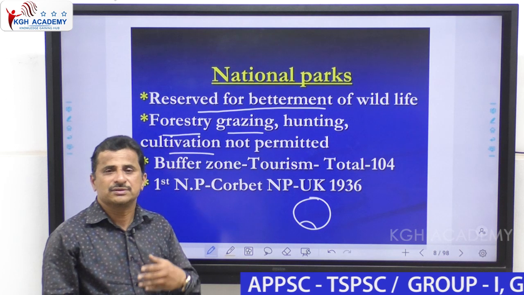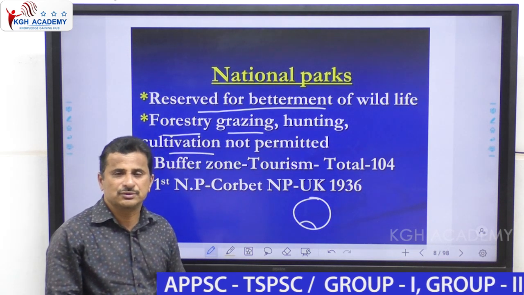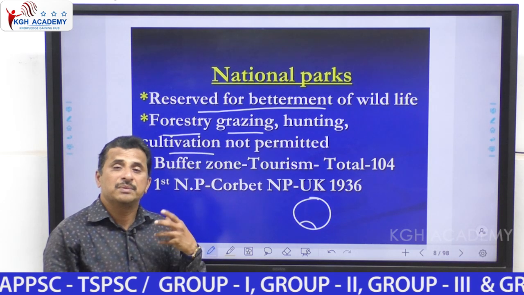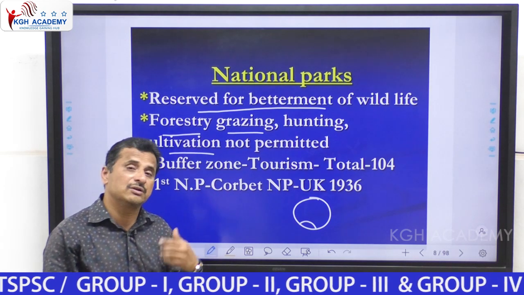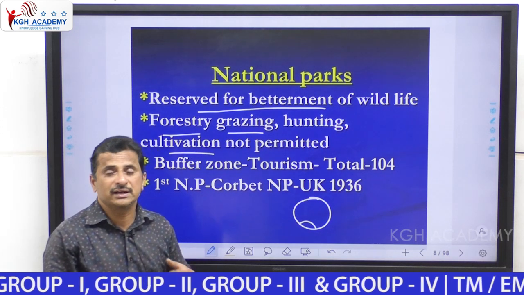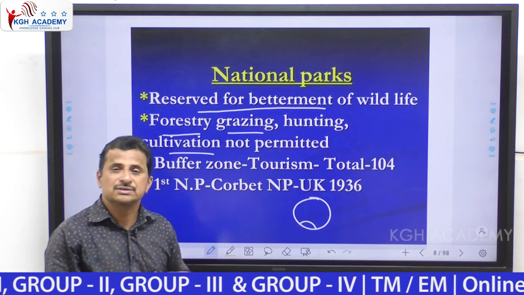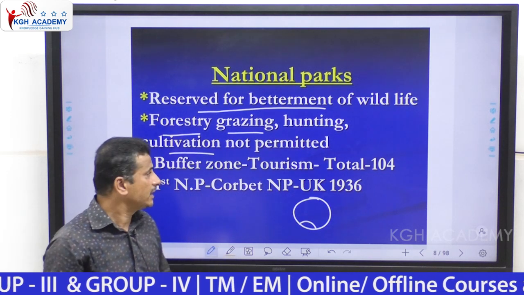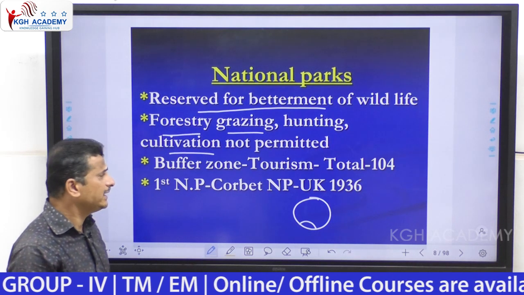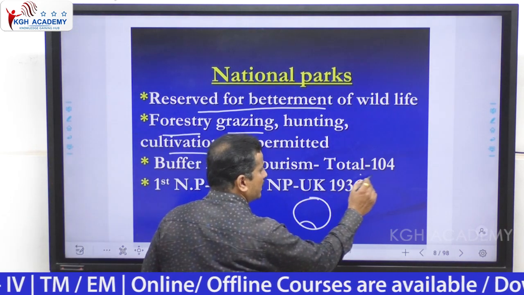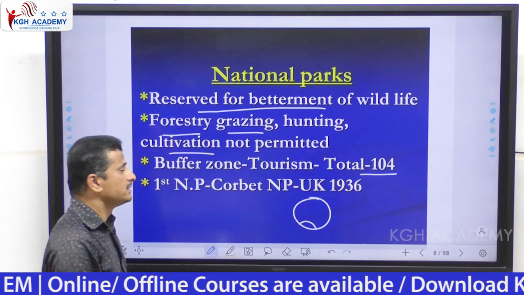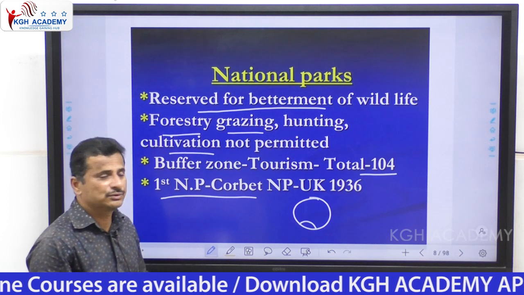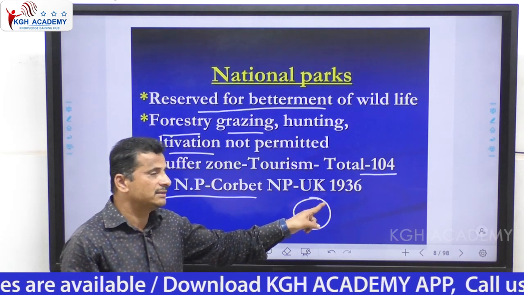The officers who are controlling, the conservation authority officers, can pass an order to declare, or a government can declare, any area a national park. So the state government can declare its areas as national parks. Here in India, a total of 104 national parks are present. The first national park in India is Jim Corbett National Park, Uttarakhand, established in 1936.